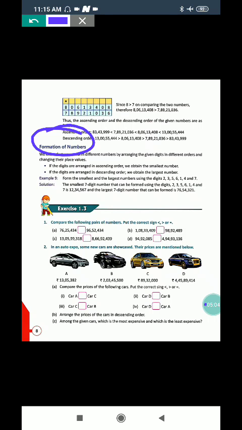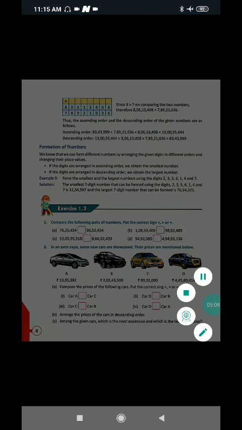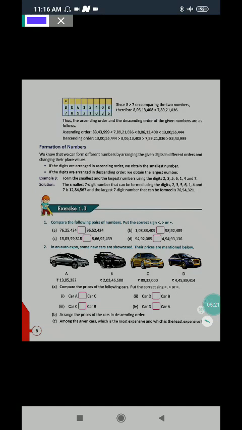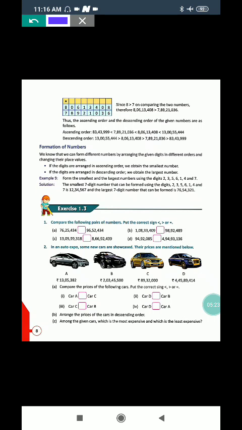So for finding the biggest number, we have to arrange the digits in a way that the biggest digit, the largest digit, is in the front. That means, suppose that here we are given 2, 3, 5, 6, 1, 4 and 7, to form the smallest and the largest number.